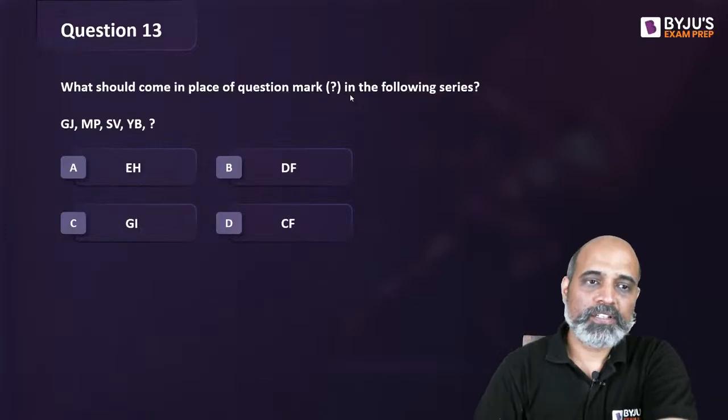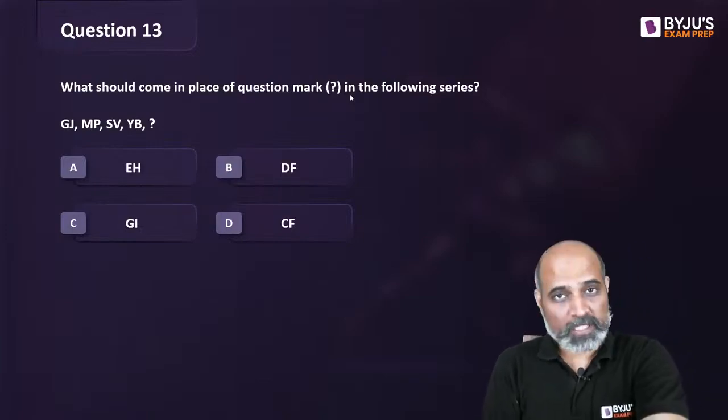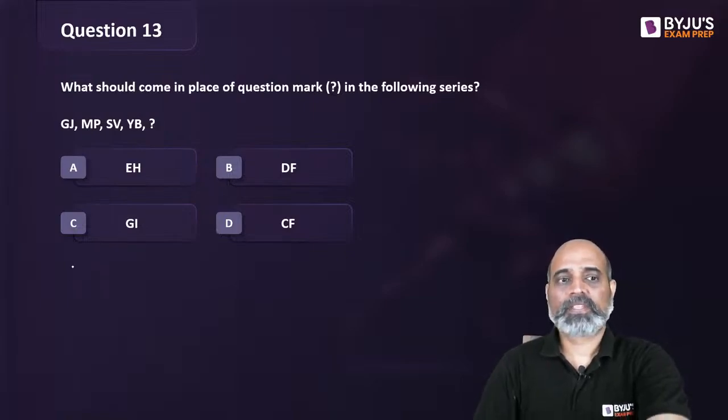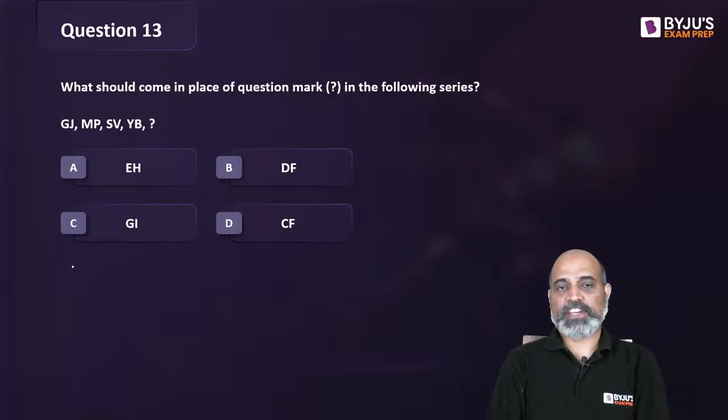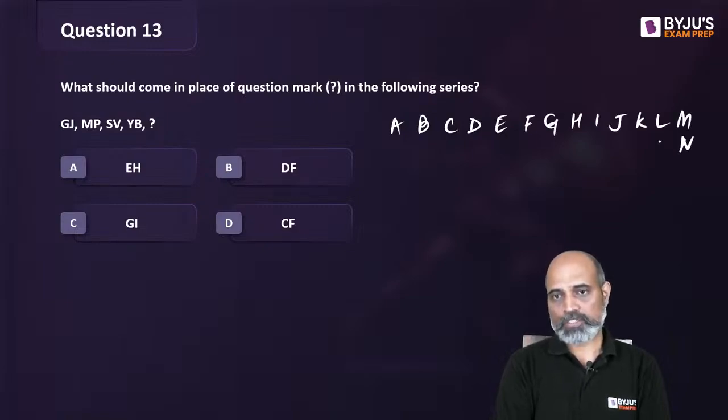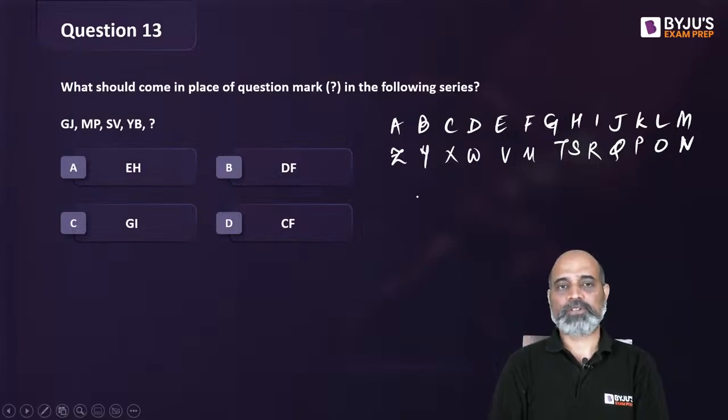Chalo, next one. What should come in the place of the question mark? Again, a letter series. GJ, MP, SV, YB. If you remember, मैंने बोला कि ये लिख लिया करना हमेशा. Always keep it right next to you whenever you're solving questions related to letter series. A to Z.